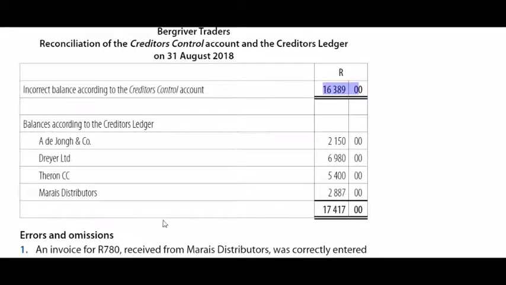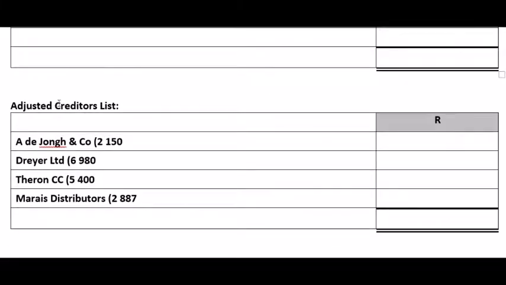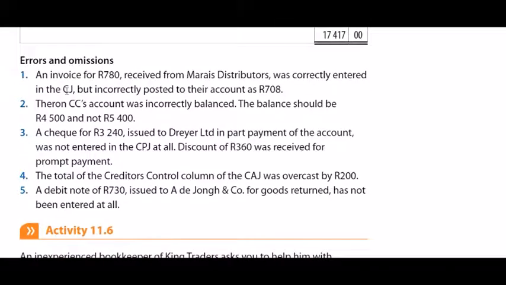And then they also give you the provisional creditors list. Okay, so the creditors' names and the amounts owed to them before any adjustments. So I want you, as always, to go and compile an adjusted creditors list, starting by just listing the creditors' names and the amounts that we owe them in brackets. In this case, there wasn't any of them that had a negative value. Now we can start to look at the adjustments or the errors and omissions.